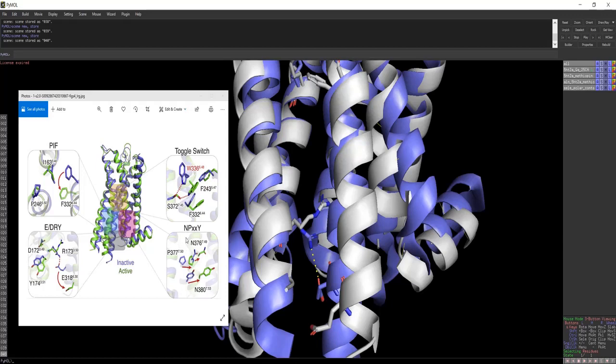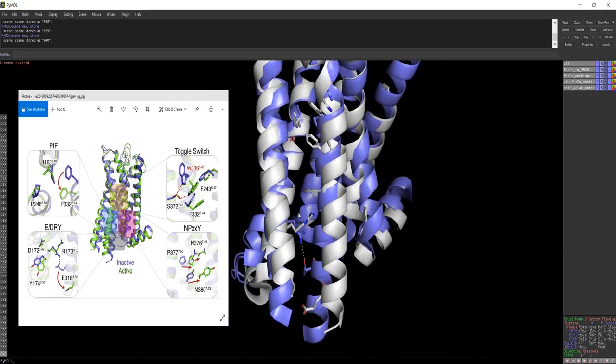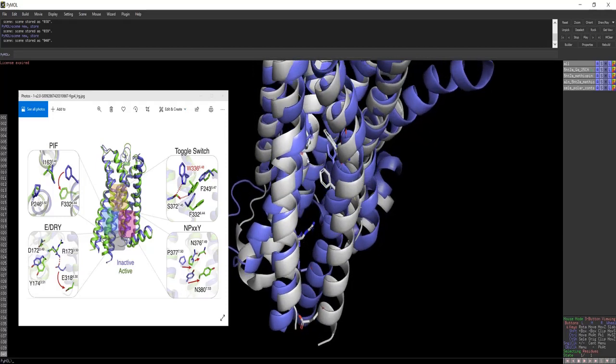There are other rearrangements, such as the NPXXY, that shift to bind to the G protein. However, for the focus of our video, since we will be discussing the binding pocket, I will only be focusing on the toggle switch and PIF motif.